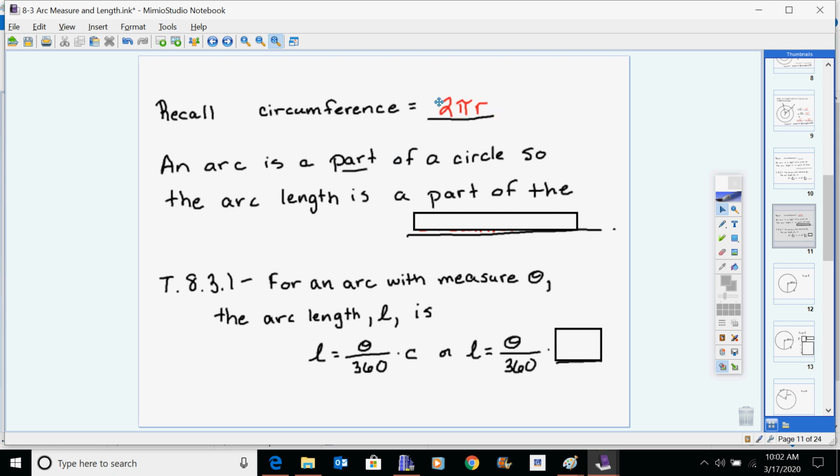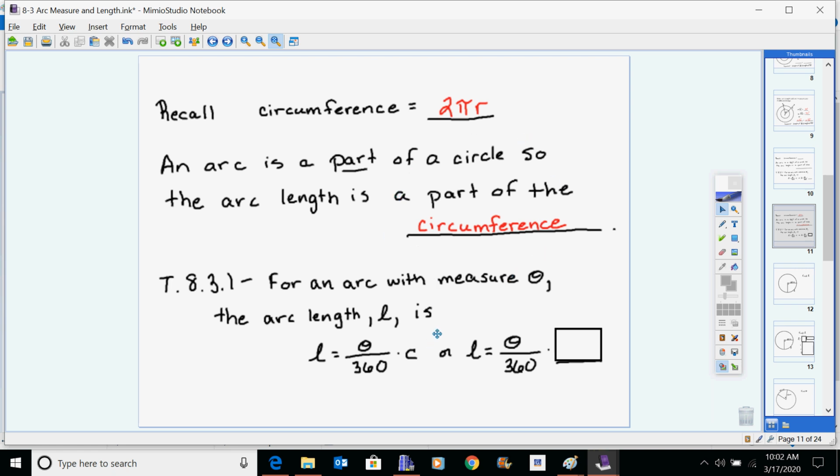So this is an actual distance. This is a length around. So if you want to think about the arc length, it's a part of the circumference. It's part of going all the way around.